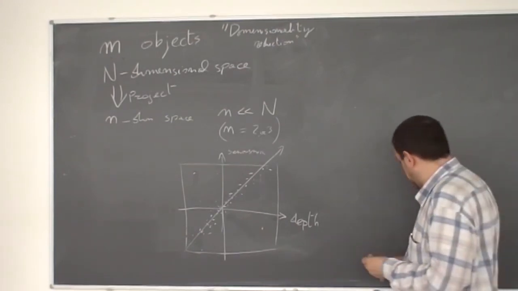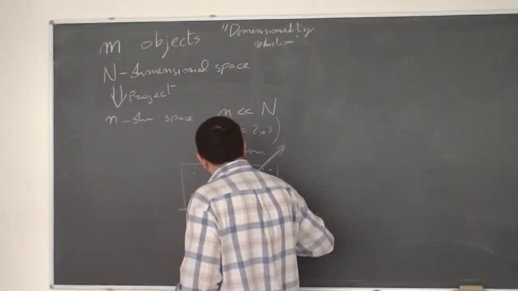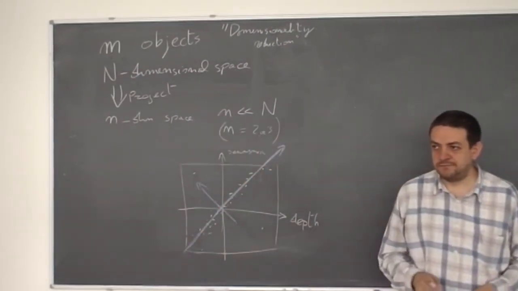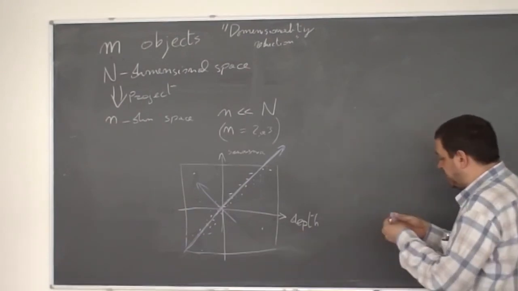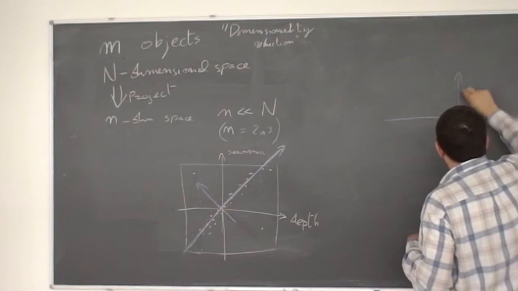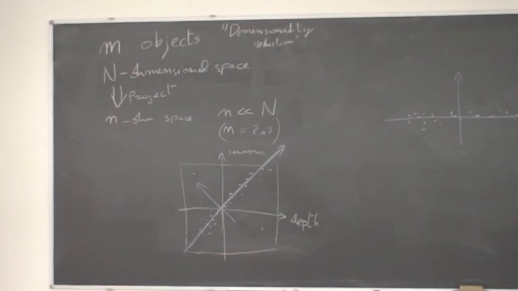In fact, maybe I should have used a different color. If you use this reference frame, so you rotate your reference frame like this, what you obtain is actually a system where one coordinate is much more representative than the other. So the idea is, let's find the coordinate transformation so that the first coordinate becomes the most important one.